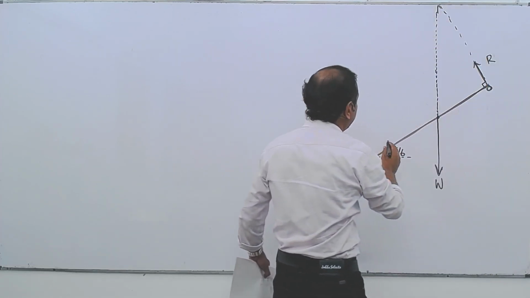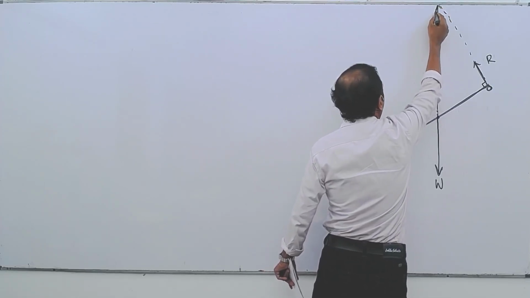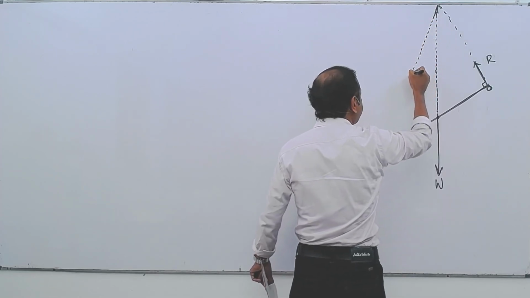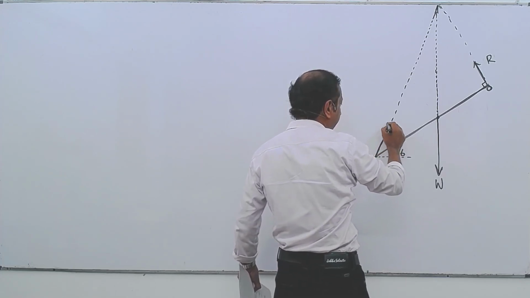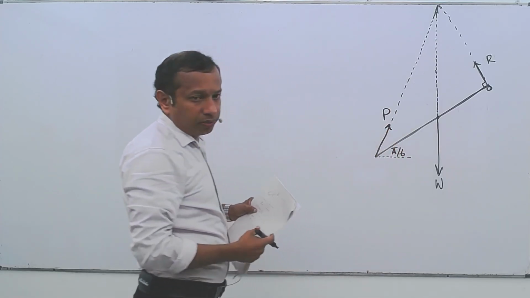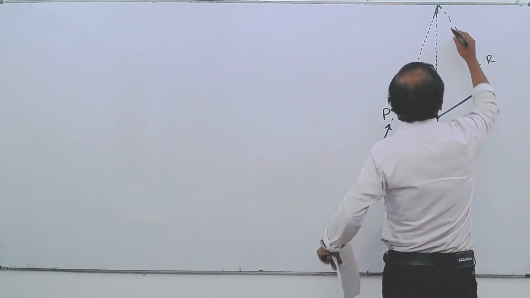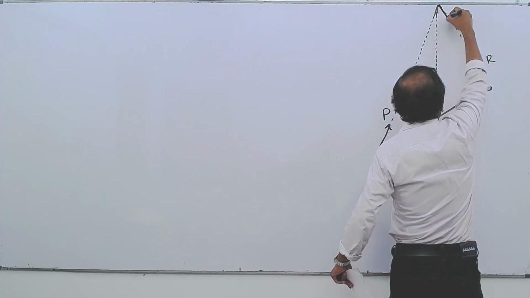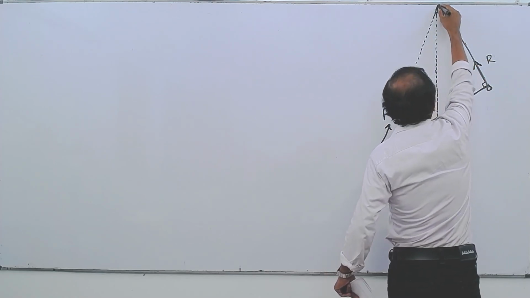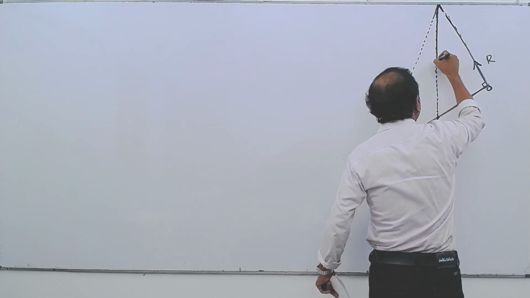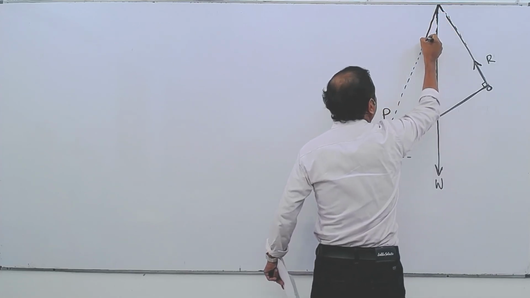Then the force P should definitely pass through this point. Why? We know that when any object is in equilibrium under the action of three forces, the three forces must meet at a point. That is the reason. This R should pass through the point, W is this, P is this, they must meet at a point.